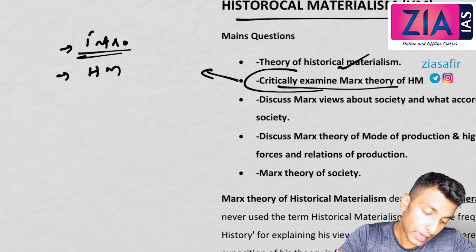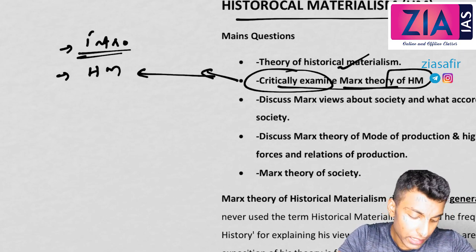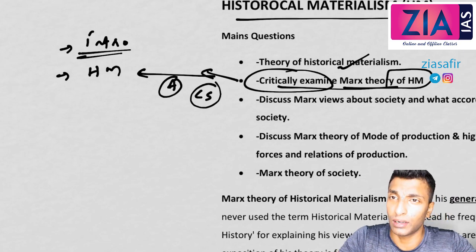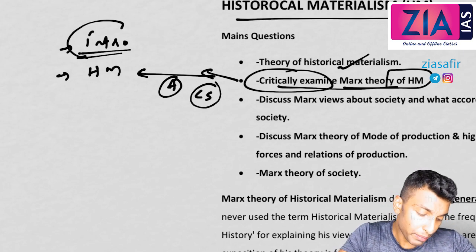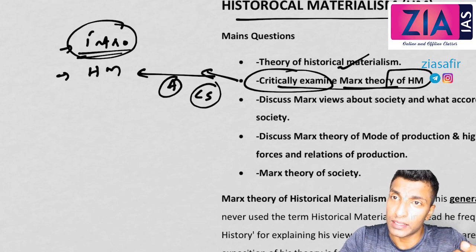For example, here the question is to critically analyze the theory of historical materialism, so you write here historical materialism. If the question is about alienation, you write here alienation. If the question is about class struggle, you write here class struggle. But the introduction will remain the same in all these areas, and that is what I gave you in the previous session. The first session that we had about Marx is the introduction for all the questions which can be asked from Marx.